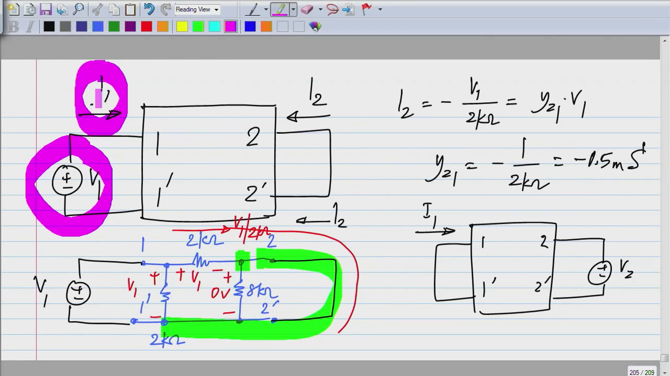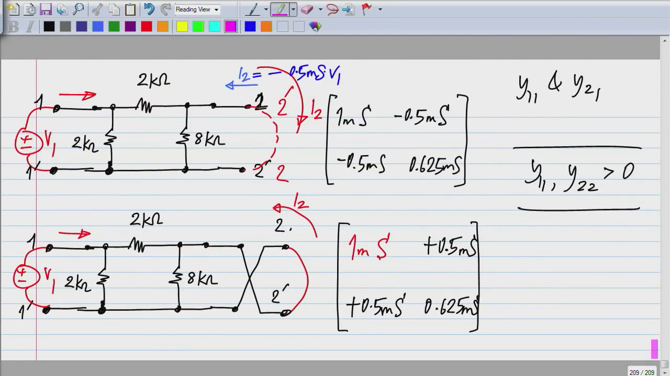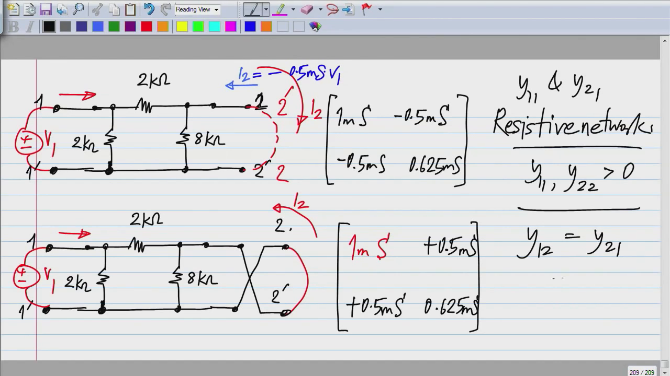So Y11 has to be positive. Similarly, Y22 also has to be positive. Okay. So these are some things that you can use as sanity checks. Y11 and Y22 have to be more than 0 and Y12 equals Y21. Okay. Any questions about what we have done so far?